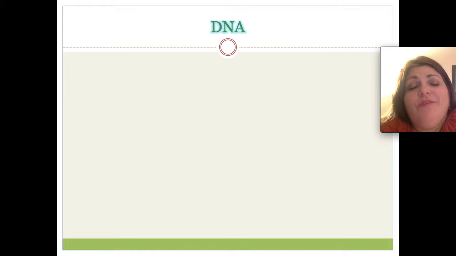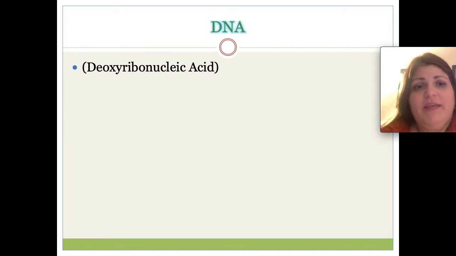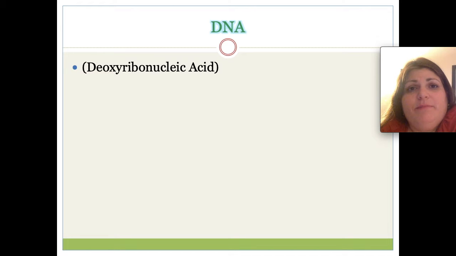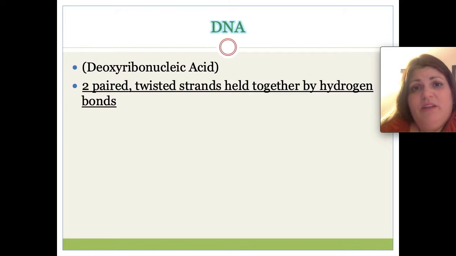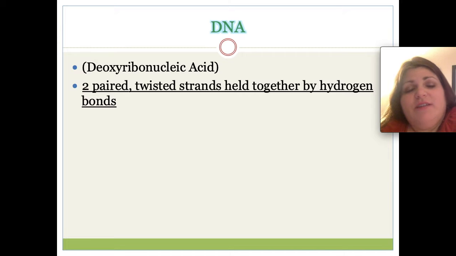As I mentioned, the most famous type of nucleic acid is DNA. DNA stands for deoxyribonucleic acid. It's a really long way of describing the type of carbohydrate that makes up the sugar in our nucleotide. So it's a nucleic acid, which means that it's a chain of nucleotides held together. In this case, the chains of nucleotides are 2 of them, and they are paired.